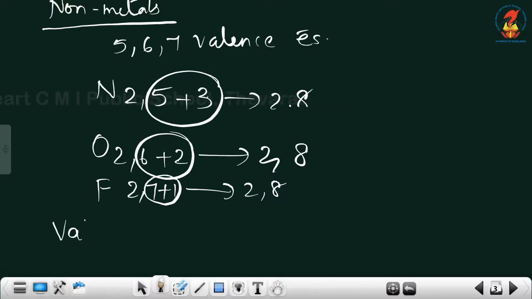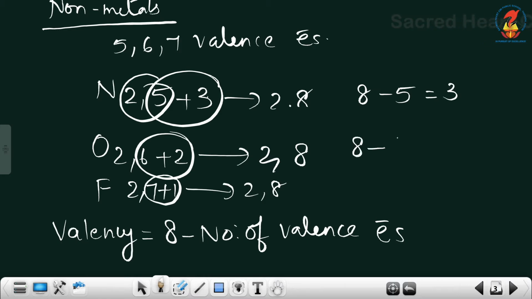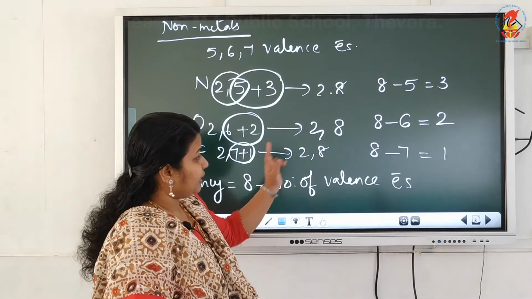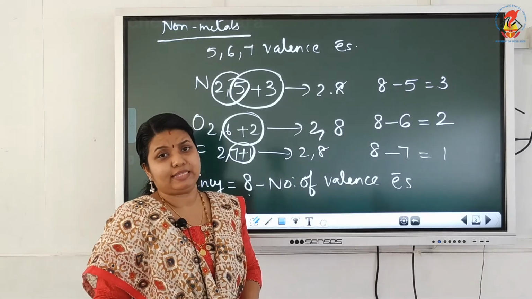For non-metals, valency is equal to 8 minus number of valence electrons. For nitrogen, how can you write it? 8 minus, what is the number of valence electrons for nitrogen? 2,5. 8 minus 5, making it 3. For oxygen, 8 minus, number of valence electrons is 6, making the valency 2. Then fluorine, 8 minus 7, 1. Valency of fluorine is 1. So, for non-metals, valency is equal to 8 minus number of valence electrons.